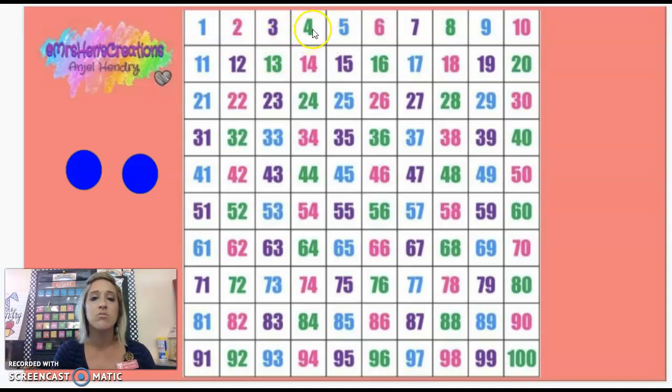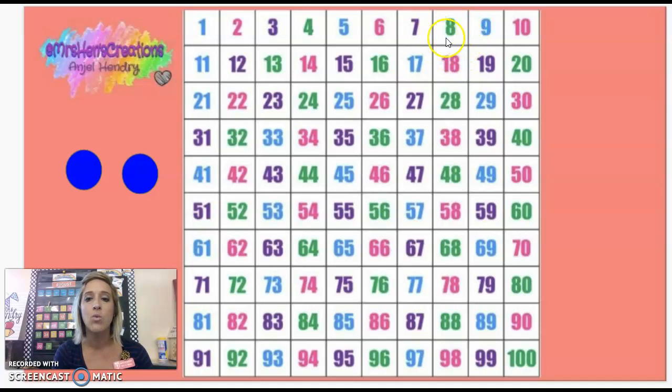All right, here's the number 4. What number comes before, so in front of, before the number 4? 3. Good. All right, which number is going to come after, behind, after? 5. Good.